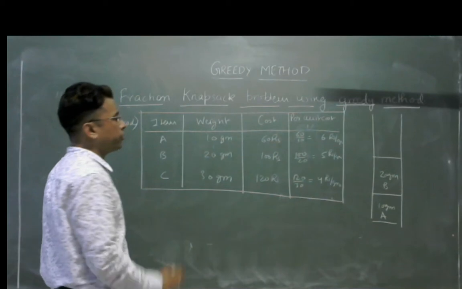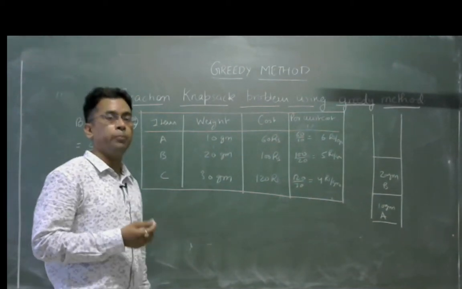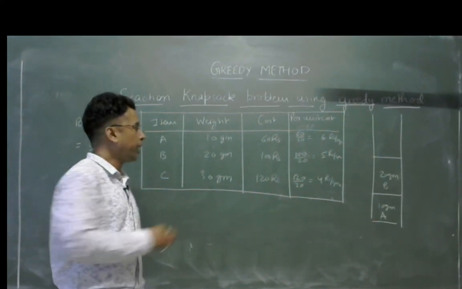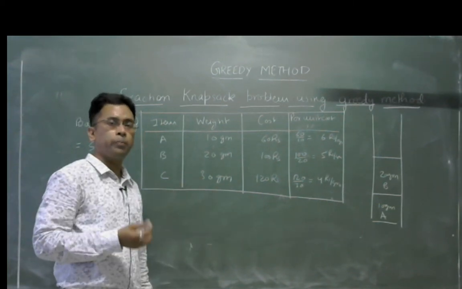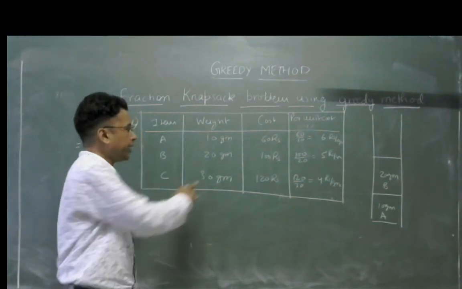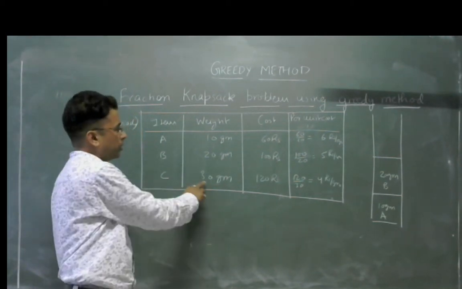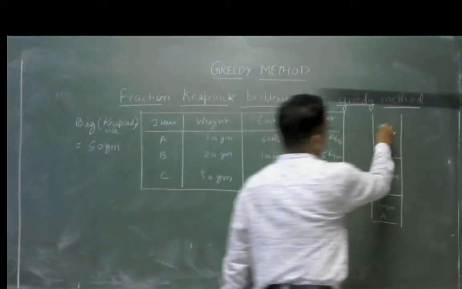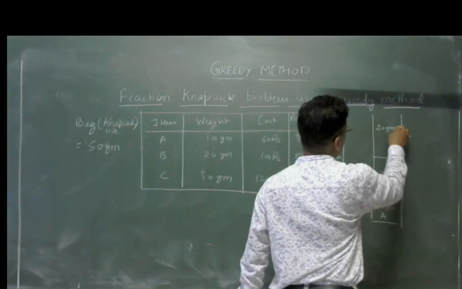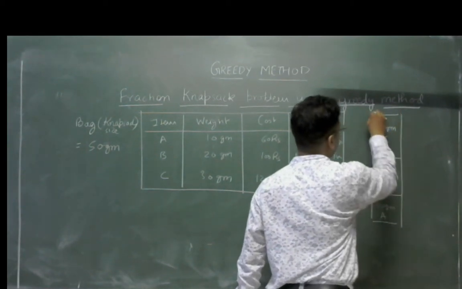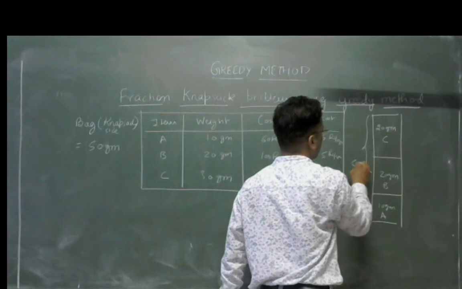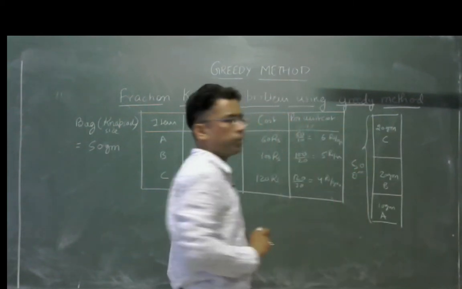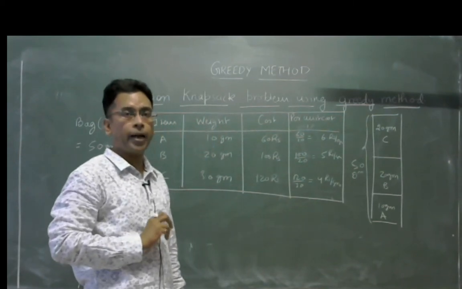And after that, the bag can yet hold 20 gram extra, and this item is of 30 grams. So we shall pick only a fraction of it, that is 20 grams of item C. So 20 gram of item C, and this would make the capacity 50 gram. So what will be the optimal solution, or the value of the bag, in this case?